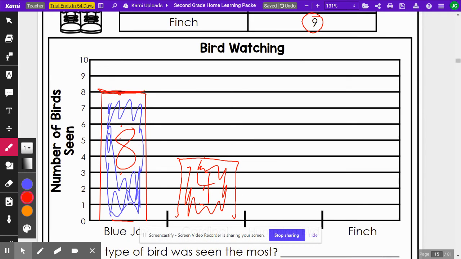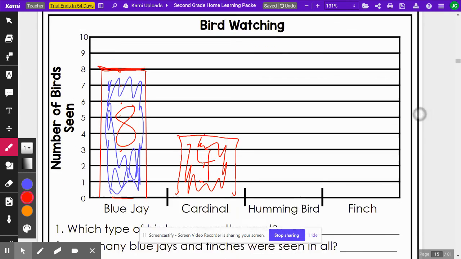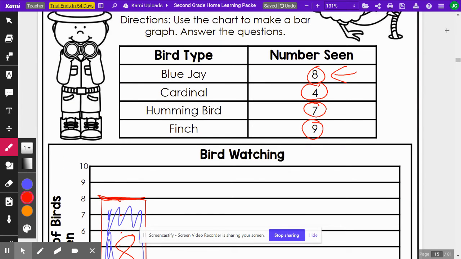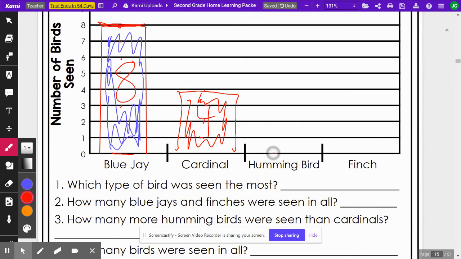Then we go to hummingbirds, and we had 7 hummingbirds right here. So we start with hummingbirds right here and go up: 0, 1, 2, 3, 4, 5, 6, 7 right there. Bring the line down, and we're going to make those green. Green for hummingbirds. Oh, and how many was that? It was 7. 7 right there.